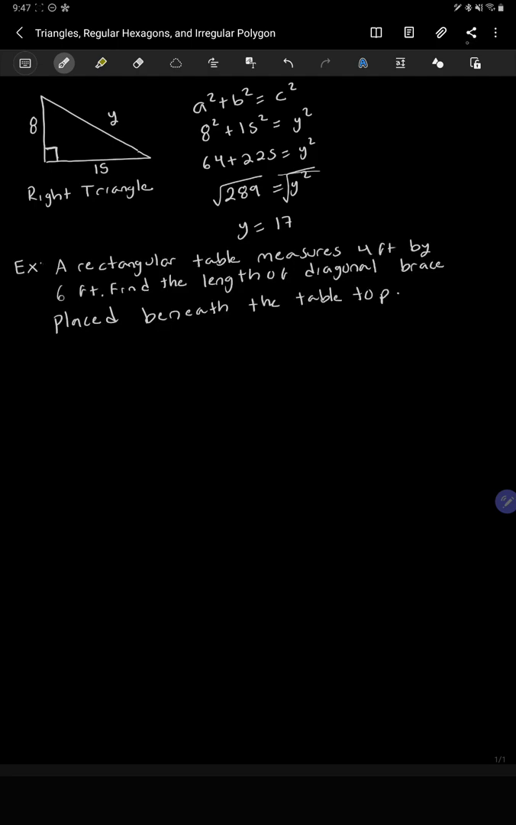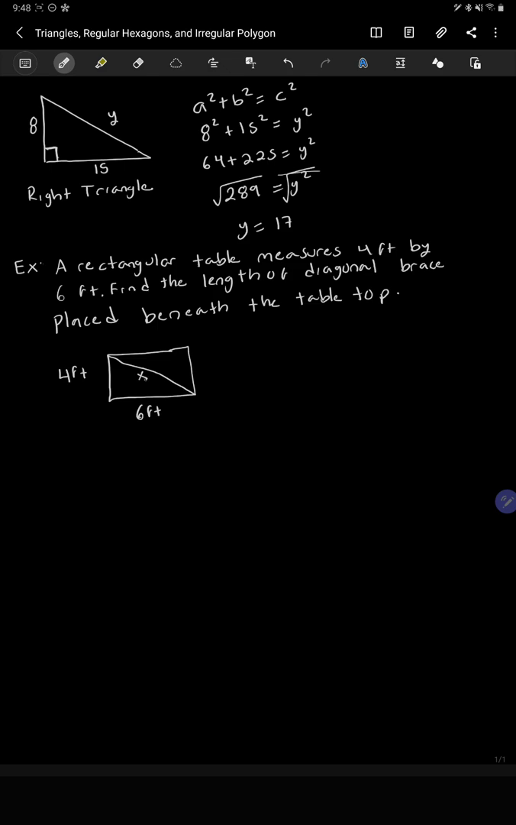So let's look at the first one. Okay, so let's see. A rectangular table measures 4 feet by 6 feet. Find the length of the diagonal brace placed beneath the tabletop. So we have a table that is 4 feet by 6 feet, and we want to find the diagonal. This is something that we saw before, and the diagonal is the line that connects one corner to another corner. So we're looking for this.